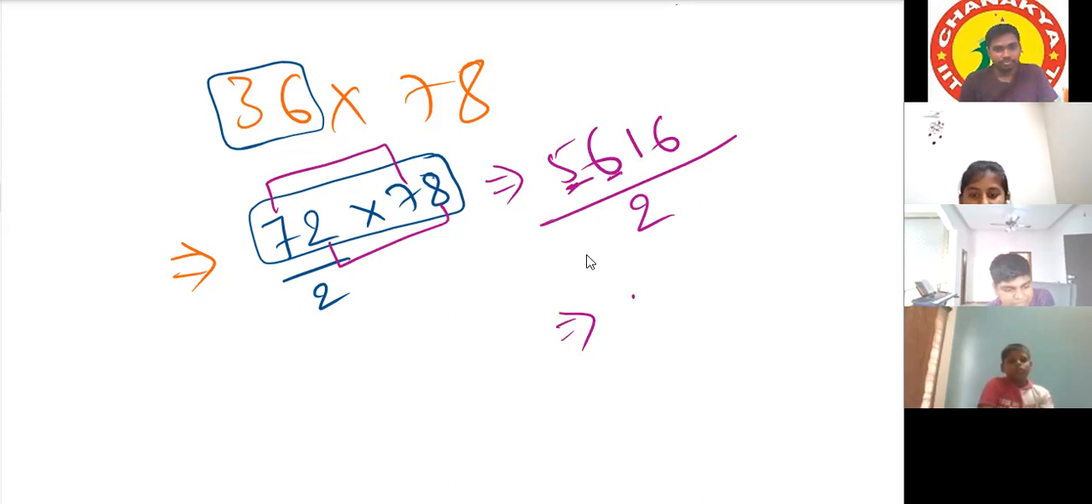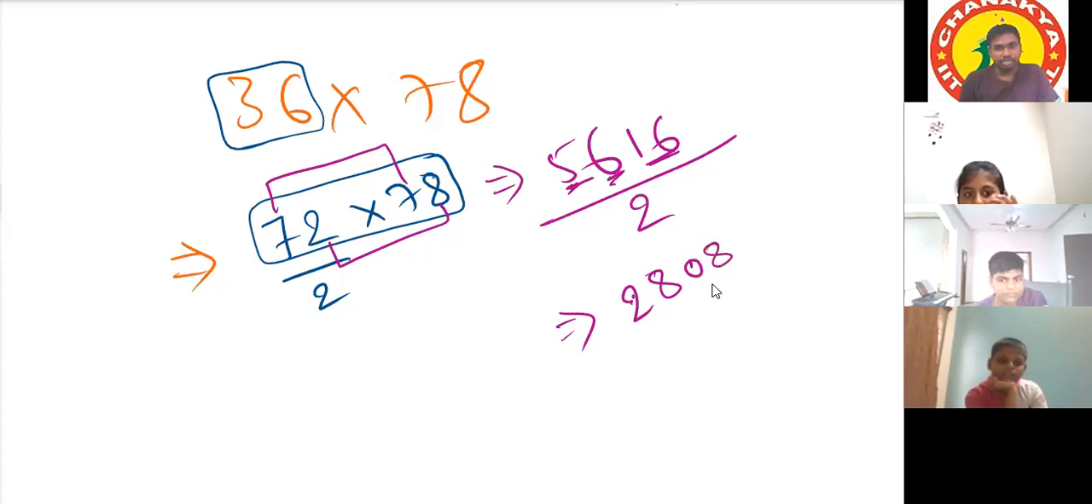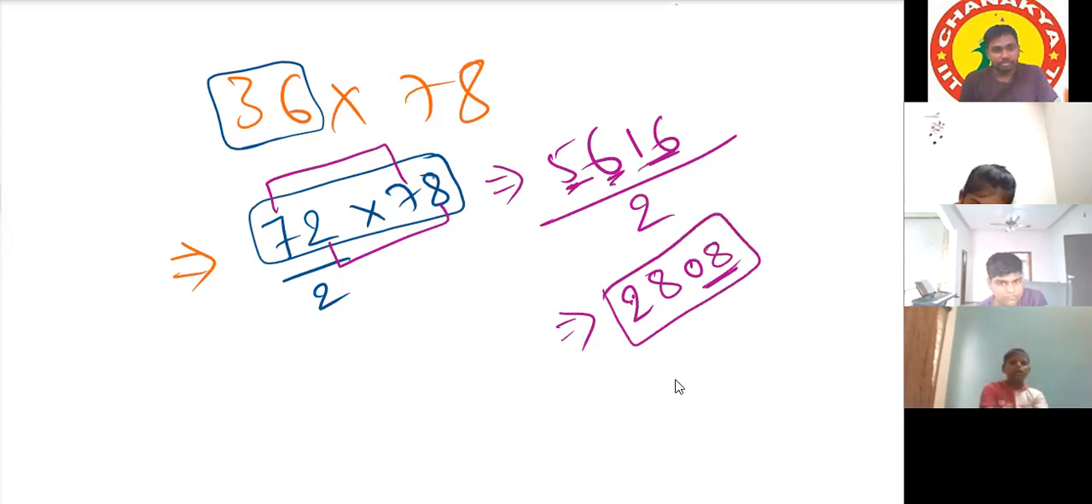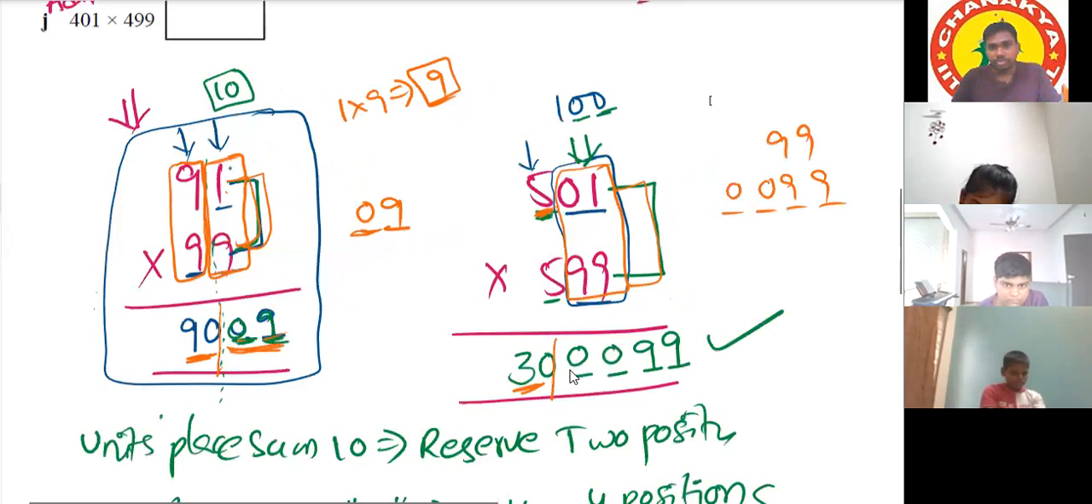25, sir. 6 half is 3. So 25 plus 3, 28. Then 16 half is 8. Actually we have to write it as 08. Okay, sir. So this is our answer, 2808. Right. Next question.